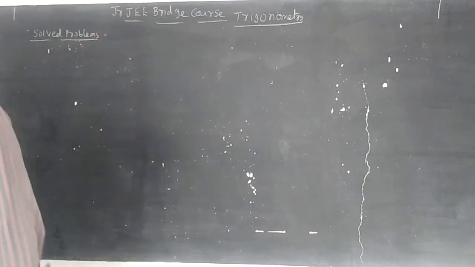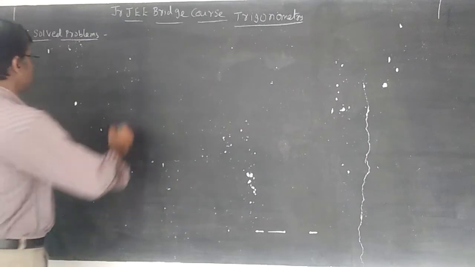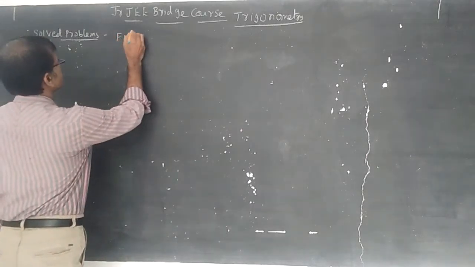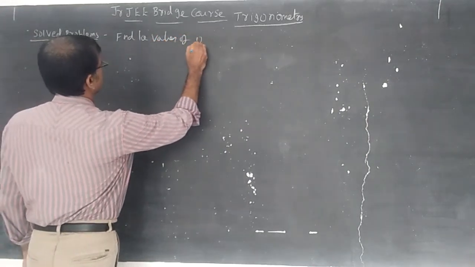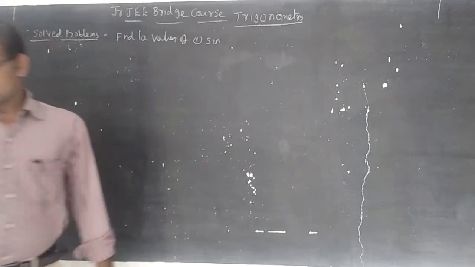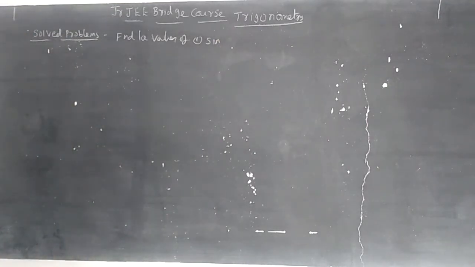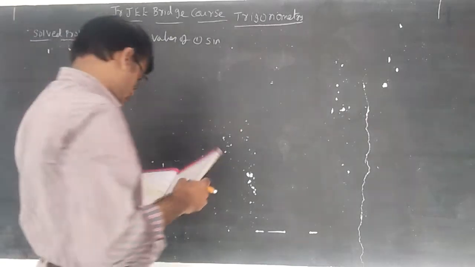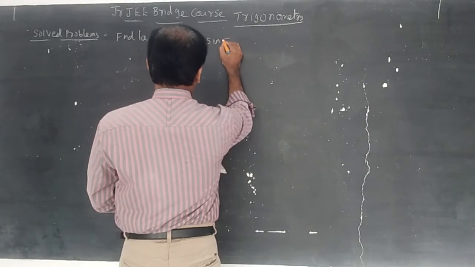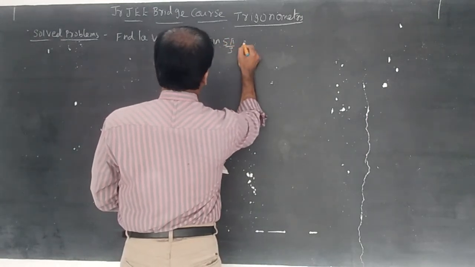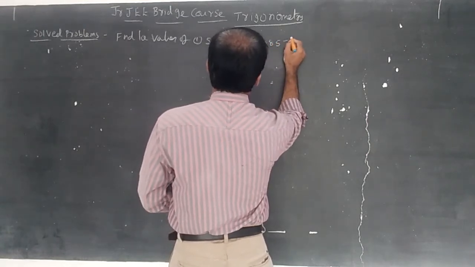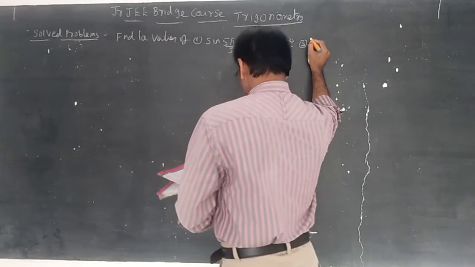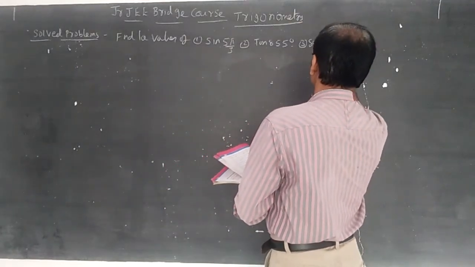Solved problems. Find the value of: first one, sin 5π/3; second one, tan 855 degrees; third one, sec 13π/3.